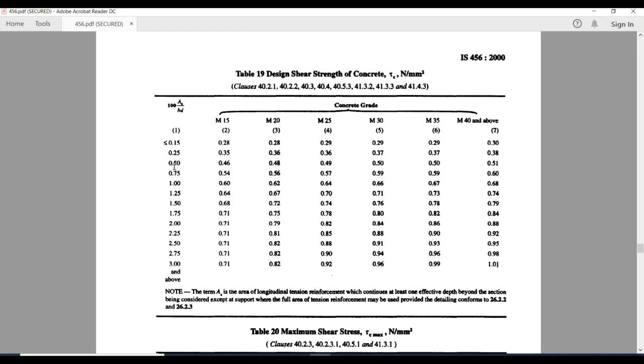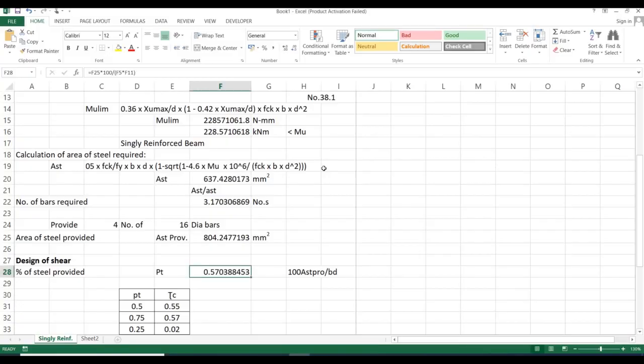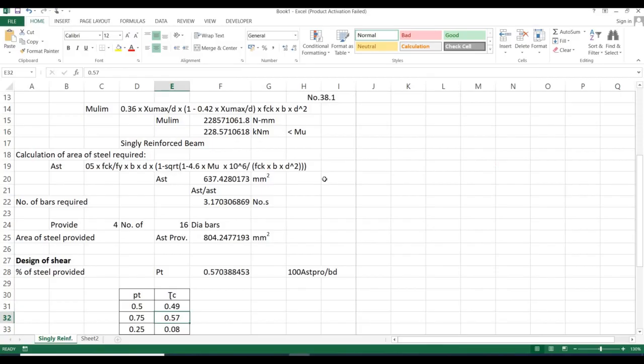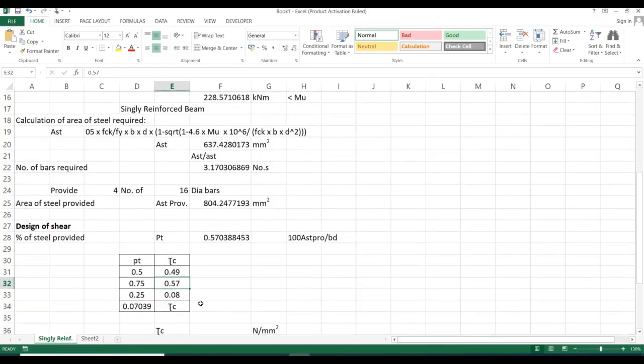For 0.5, I have for 25, 0.49. So here I have to write 0.49, and for 0.75, and it is 0.57. So it is there already. So after this, this is the difference, this difference, and this is the difference.